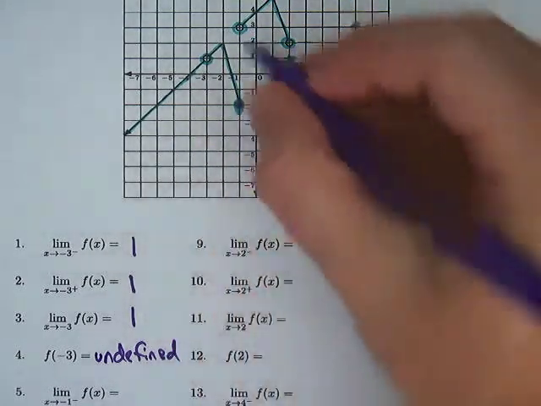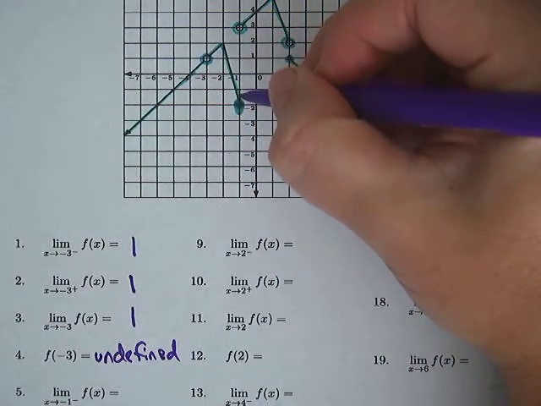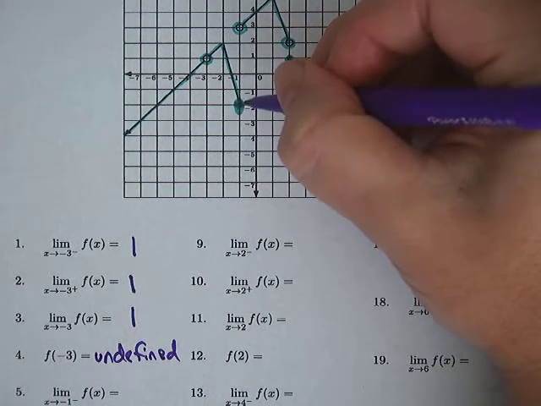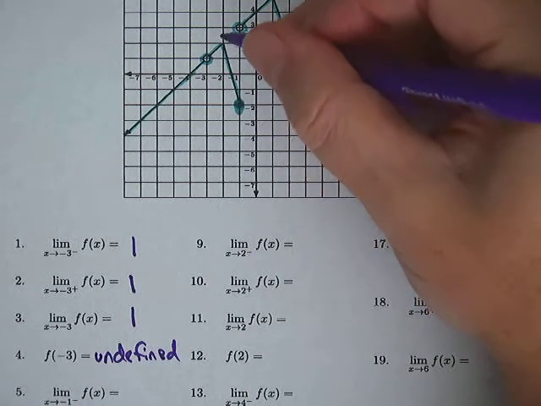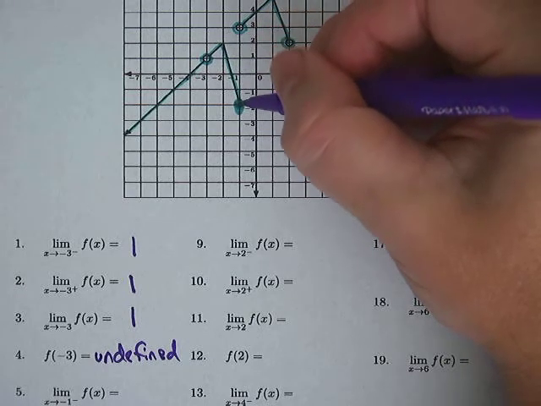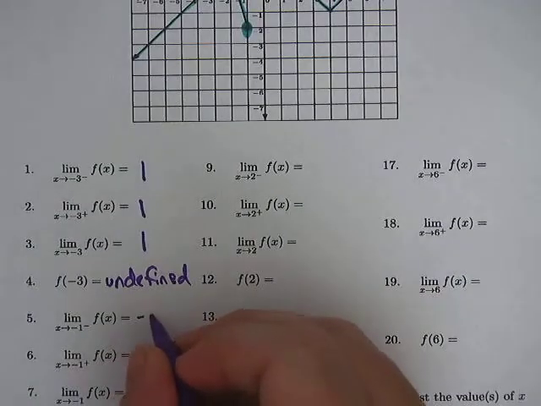Okay, so as we're approaching from the left side, the negative side, we'll follow the graph here, and it looks like it's approaching -2, and there's actually a point there. So when there's a solid point there, then you're good to go. It approaches that solid point, and it gets there. So that's -2 as we're approaching from the left.